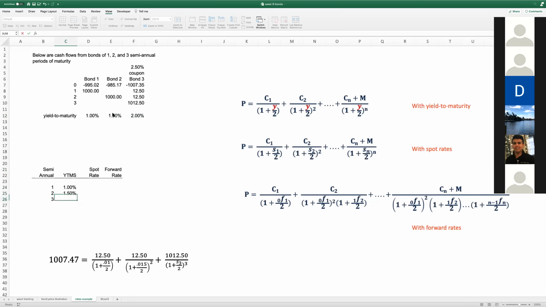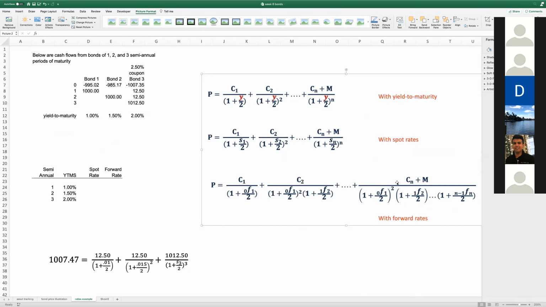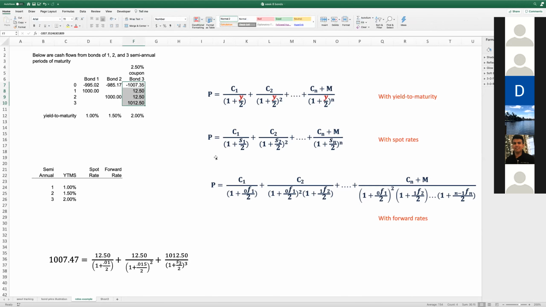So this is your typical, what you would observe as the yield curve. And then from this, you could also get the spot rates and the forward rates. What you have to remember when you're doing this is, here are your formulas that relate the yield to maturity, spot rate, and forward rates. And remember, if this is bond 3, all these formulas result in the same 1007.35 bond price. Have to. In equilibrium, they have to.